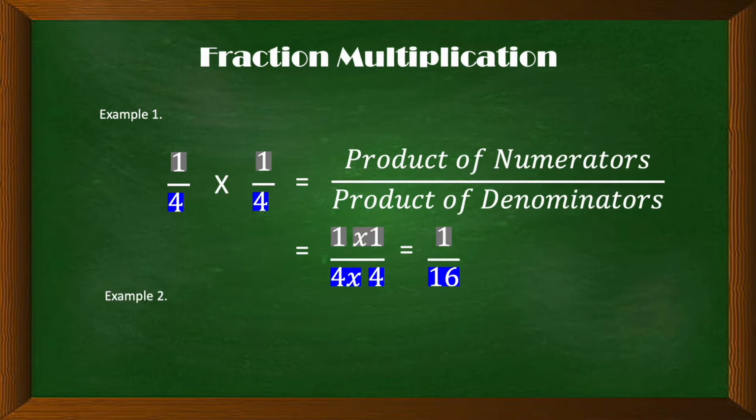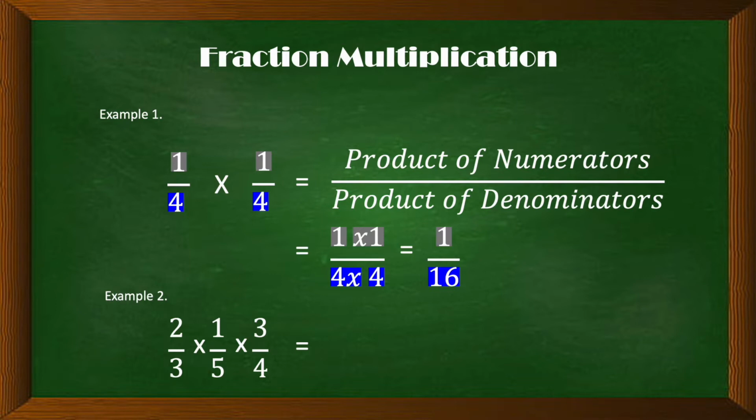Let's look at another example. 2/3 times 1/5 times 3/4. So in this example, we have 3 terms. So how do we do that? We follow the same procedure no matter how many terms we multiply.